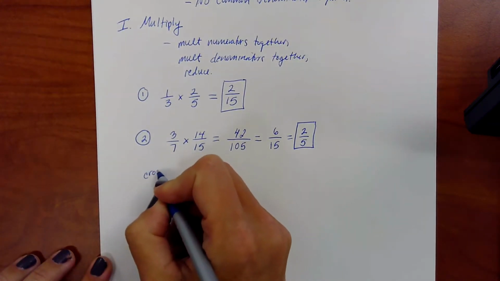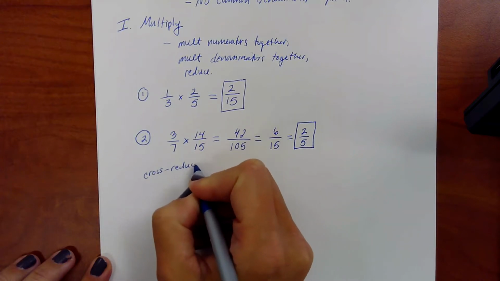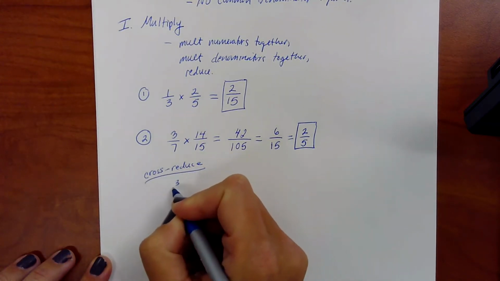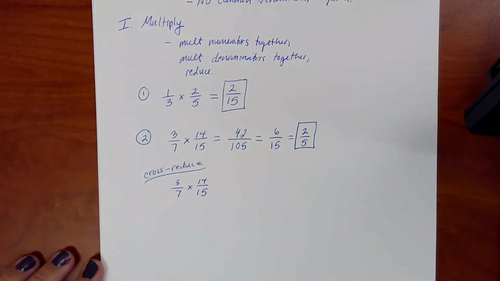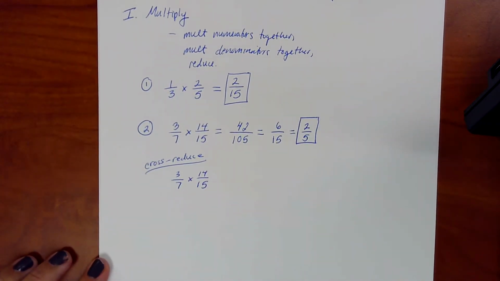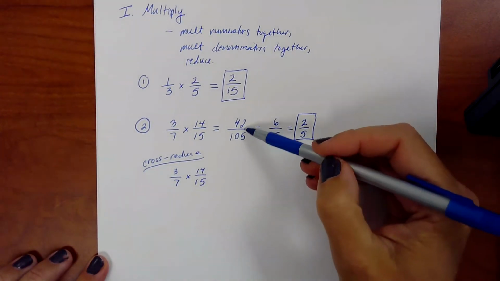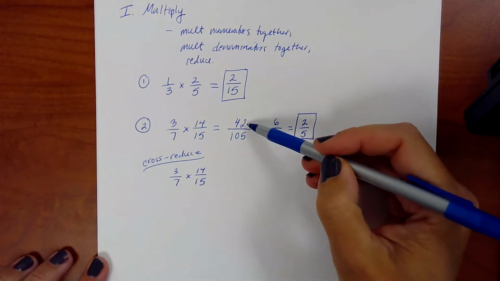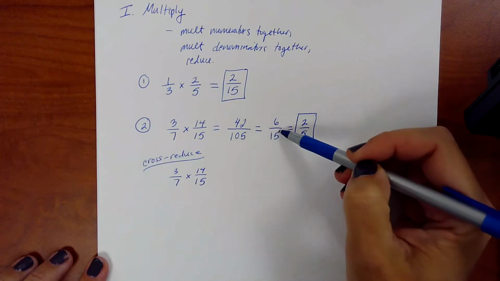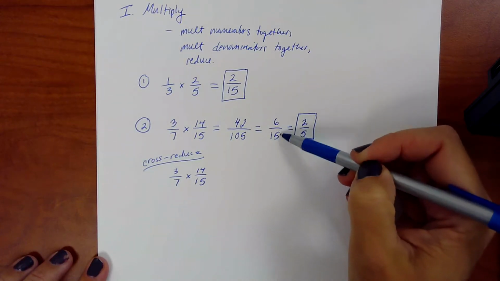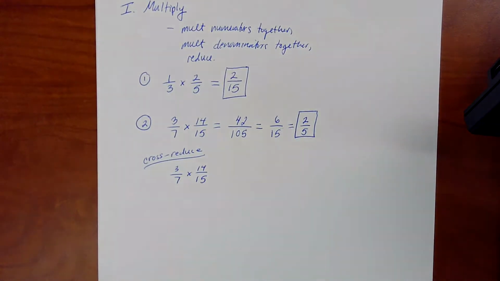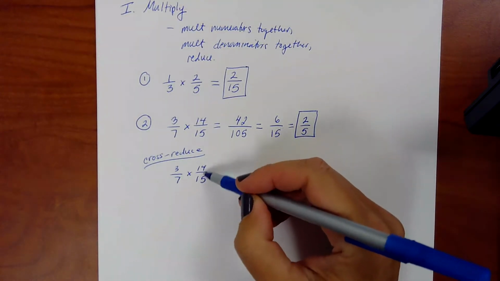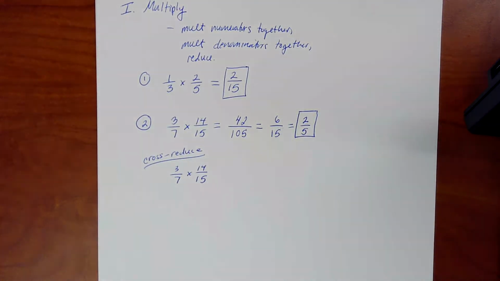We can use something called cross-reducing. Let's do the same problem. 3/7 times 14/15. Just how you reduce here, you divide both the numbers by the same number. So we divided these both by 7, we got here. We divided these both by 3, we got here. You can do that with any numerator and any denominator. They don't have to be right on top of each other, they can be diagonal.